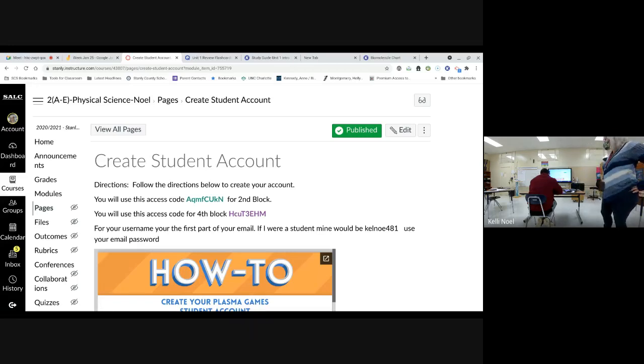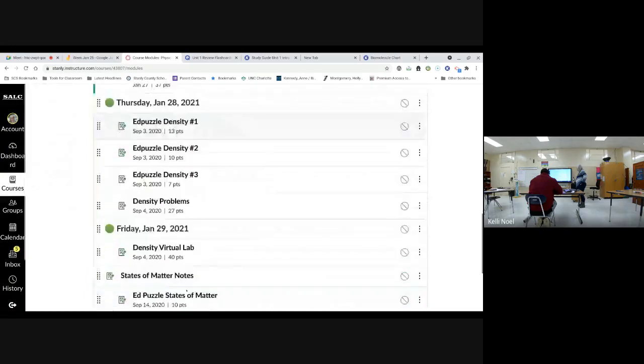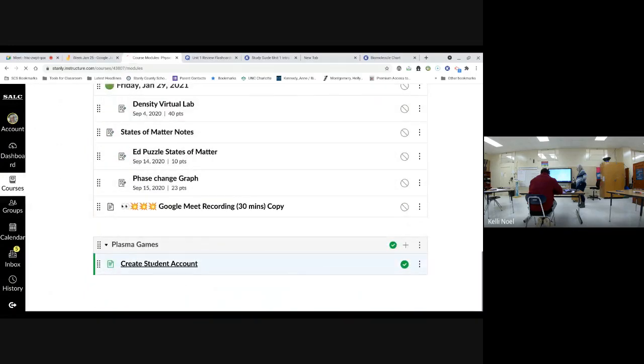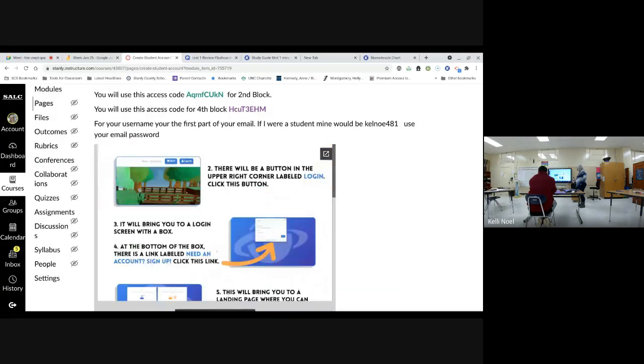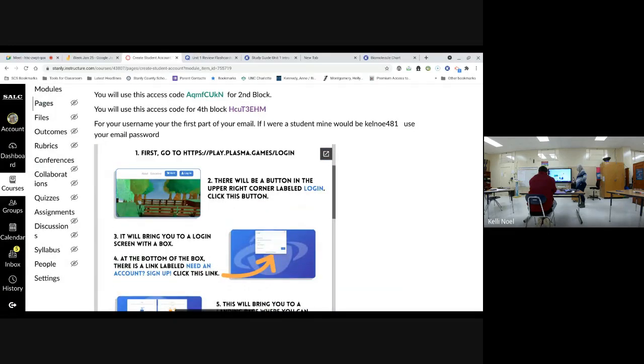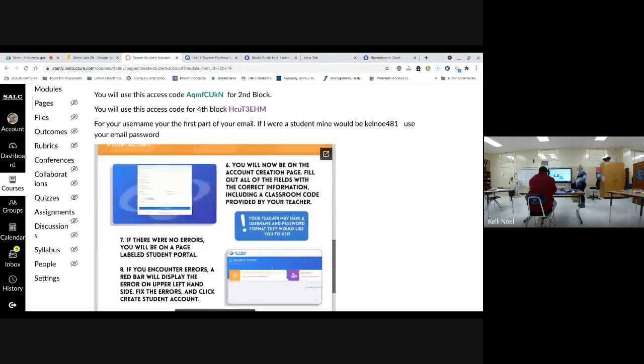So at some point, Ariana, when you are not on a hotspot, go into modules and go down to Plasma Games. And here, you're going to use the purple one for the code. You'll follow these directions, except you'll go straight here. You will not get this picture here. You'll go straight here, and you'll click on create an account and follow the steps.